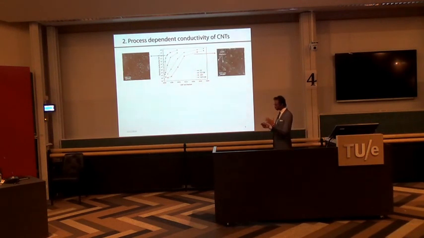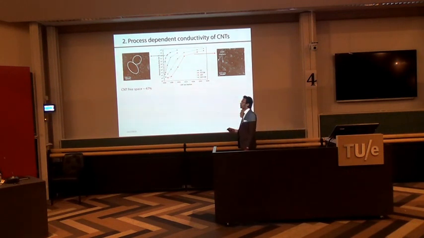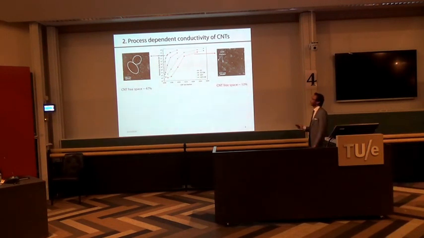Qualitatively, we found that the images almost look similar. However, in the solvent casting system, we found that there was a large amount of free space. Quantitative image analysis revealed 47% of free space, that is, 47% of the polymer does not have any carbon nanotubes. And in the case of the extruded system, it is 13%.